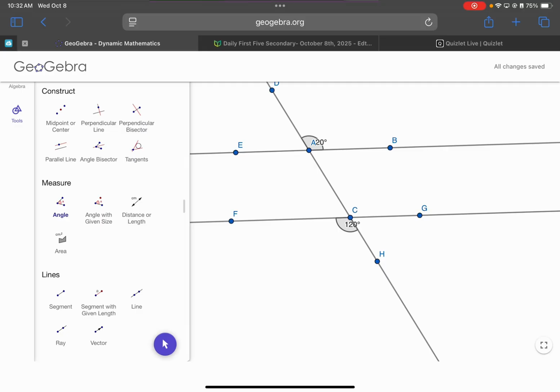Make sure that angle word is highlighted in blue. You can't measure it without it. There's an undo button in the top left.